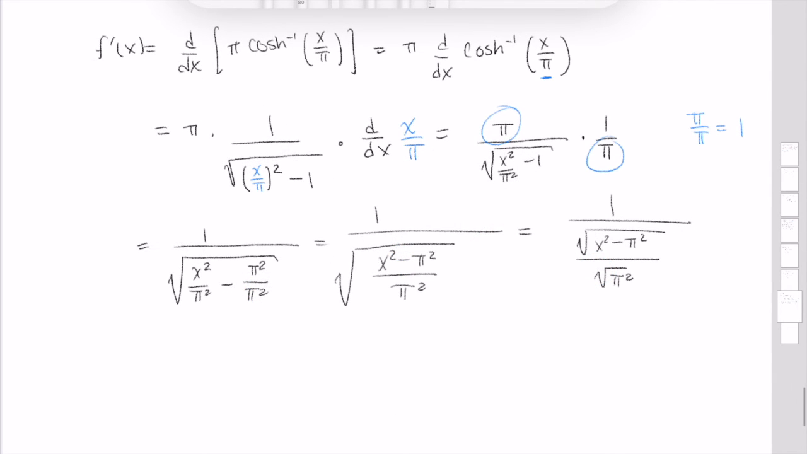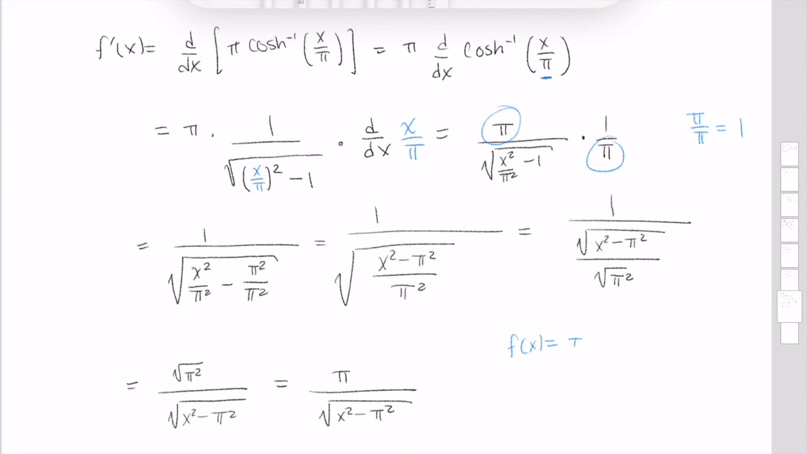As usual, I need more space. Well, here it is. I have 1 divided by another fraction, so I can just rewrite the denominator here as its own reciprocal. So that's pi squared in the square root divided by x squared minus pi squared. And of course, our numerator just simplifies to pi, and then we're left with the square root of x squared minus pi squared in our denominator.